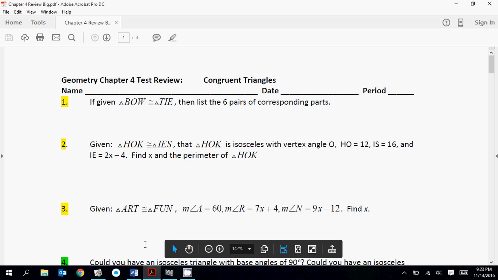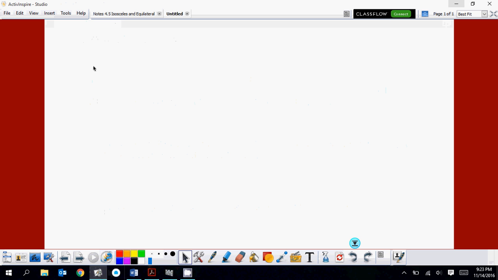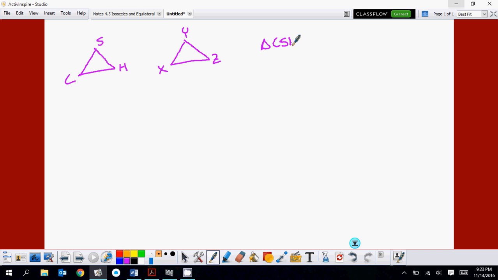So for the first question, it's asking about corresponding parts, okay? So if I were to have two figures here, we're going to say this is CSH, and then I've got another triangle. Let's say it's X, Y, Z. And if I were to say that triangle CSH is congruent to triangle XYZ, that means I'm dealing with all the sides are going to be the same in CSH as they are in XYZ, all the angles. So basically these are identical.